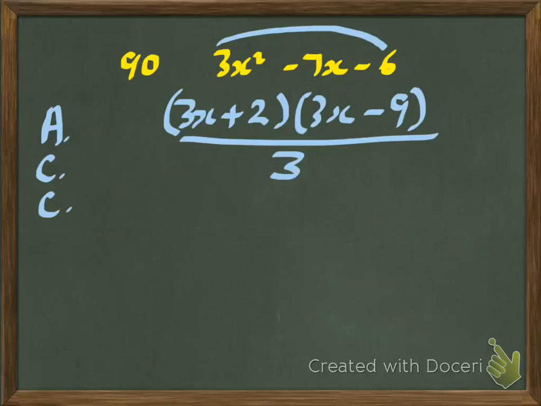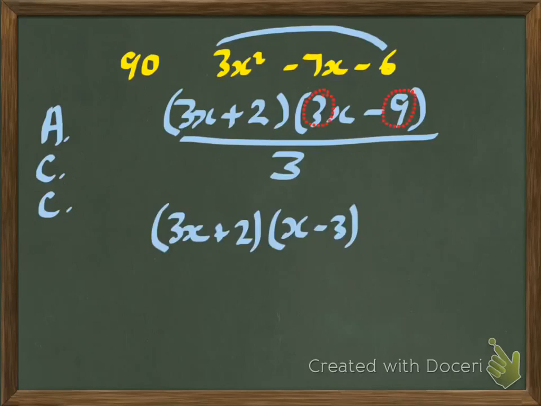Now the 3 will cancel nicely into both parts of the second bracket. So remove the 3 outside, cancel the 3 which is a factor, and you get the following. And there we've completed the question.